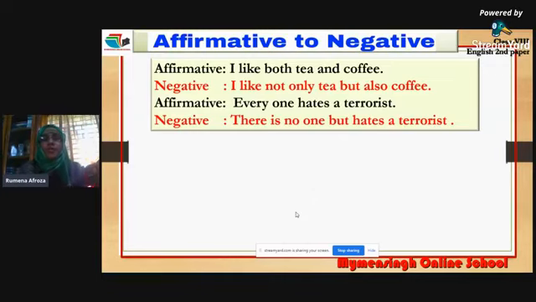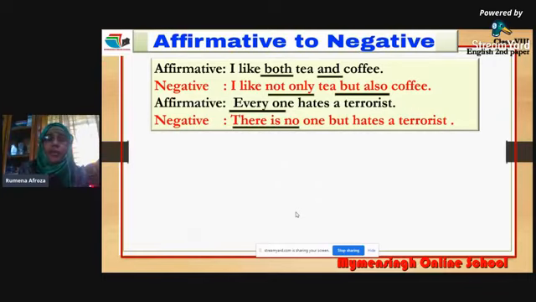Okay, students, the first example we found is, "I like both tea and coffee." This is affirmative form, and in negative form, "I like not only tea but also coffee." Here, both and is used in affirmative, and instead of both and, in negative, not only but also. So this is clear, this is easy, I think. Not only but also. And next sentence, "Everyone has a terrorist." What is the negative form? "There is no one but has a terrorist."